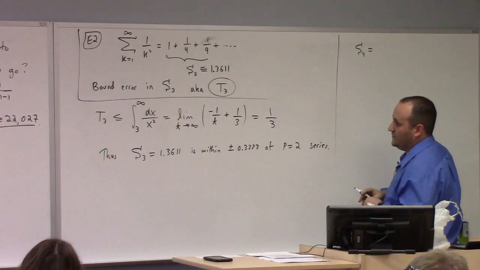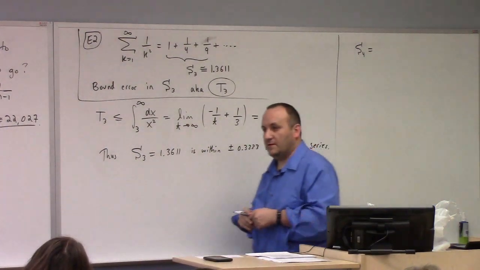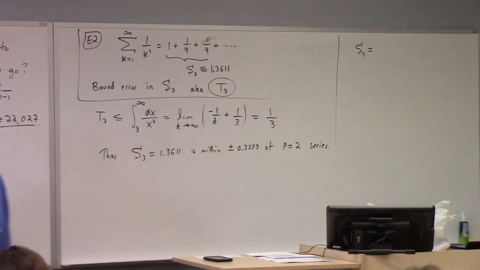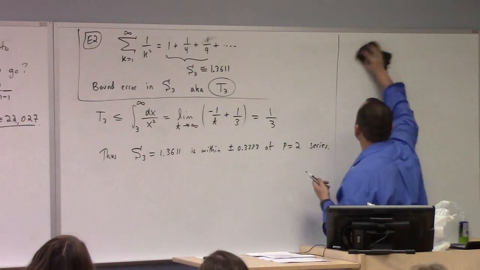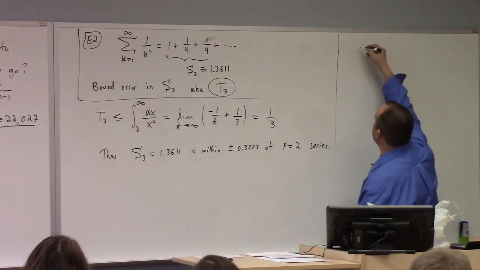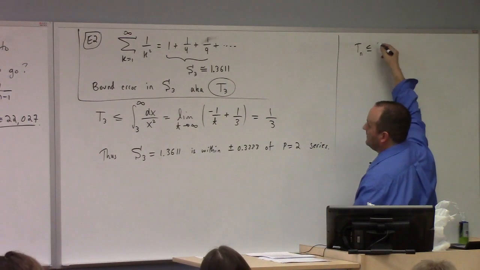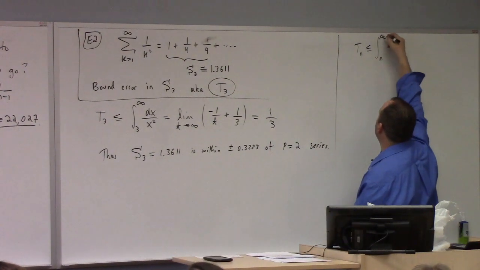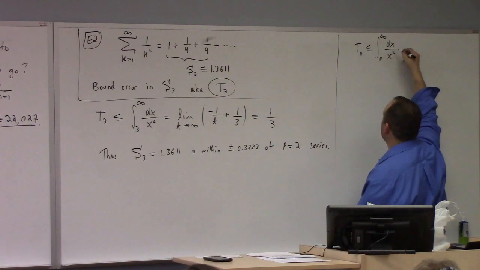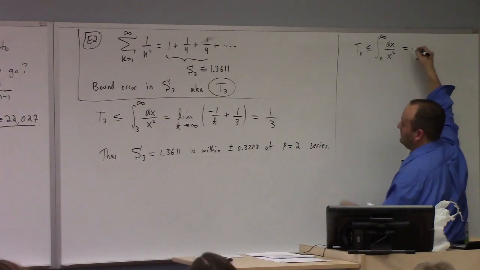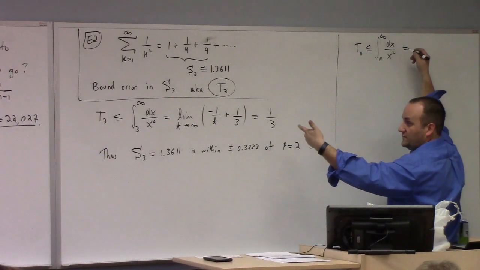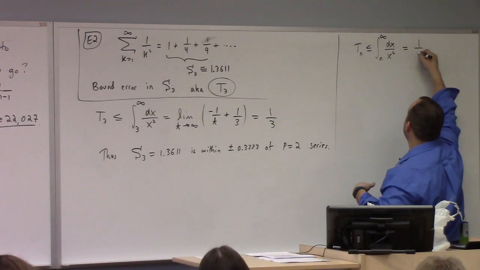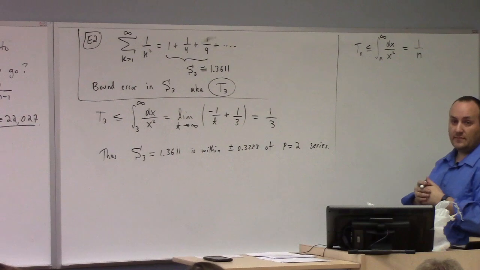Actually, let's be even greedier. What would the error in the nth partial sum be for the p equals 2 series? I think you can see here that Tn is less than or equal to the integral from n to infinity of dx over x squared. For this example, we can straight up calculate that. Almost the same calculation, right? Instead of 1 over 3, we get 1 over n.